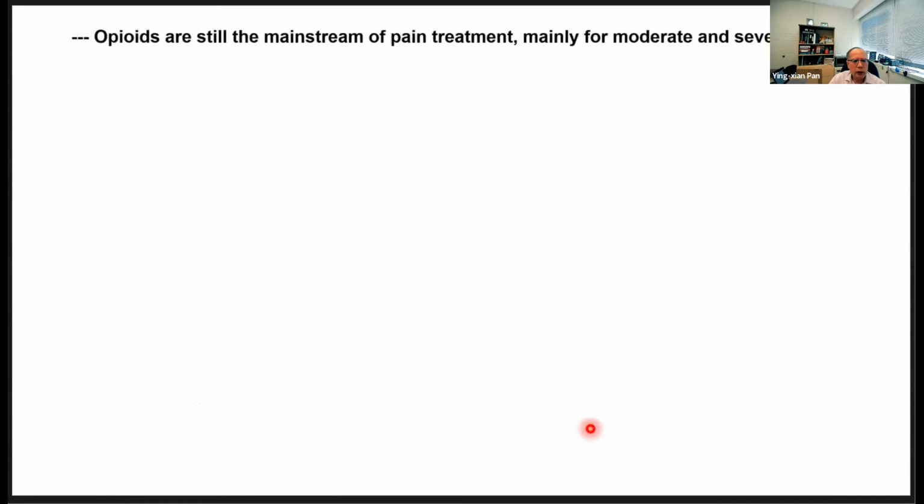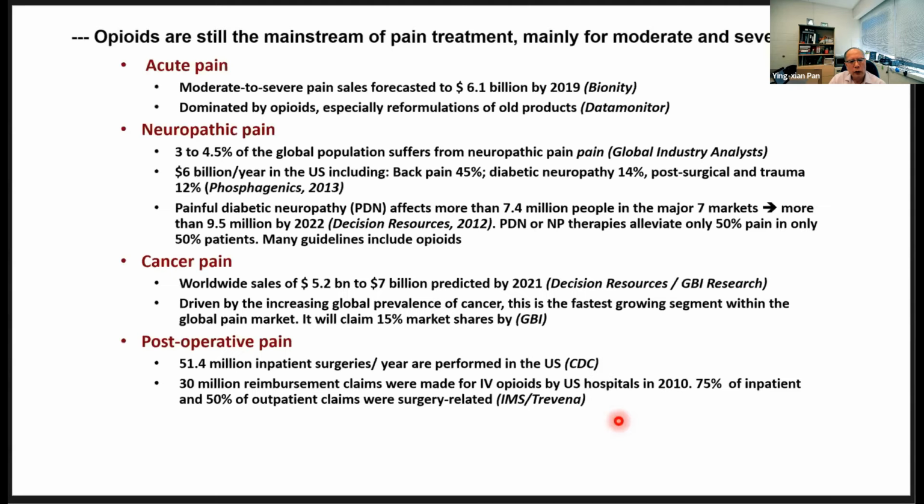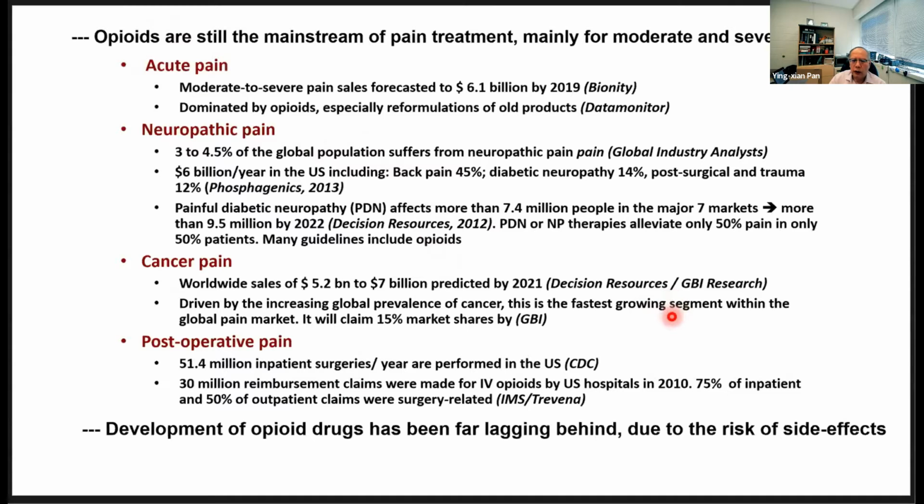Opiates are still the mainstream of pain treatment, mainly for moderate and severe pain. Opiates are mostly effective in acute pain, cancer pain, and post-operative pain, but less effective in neuropathic pain as well as inflammation pain. Developing opiate drugs has lagged far behind other types of drugs, mainly because of potential side effect risk. You all know Purdue Pharma filed bankruptcy in 2019 due to overwhelming lawsuits over oxycodone. However, the pain market offers great opportunities.